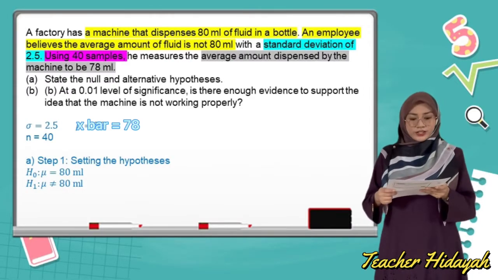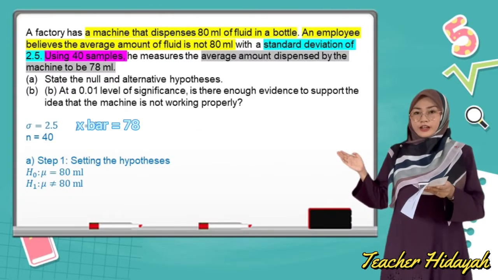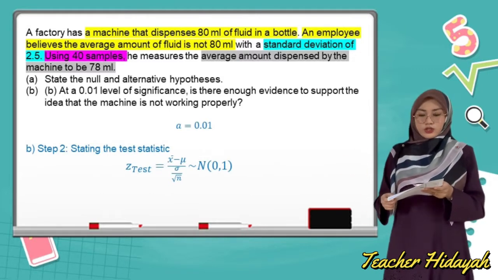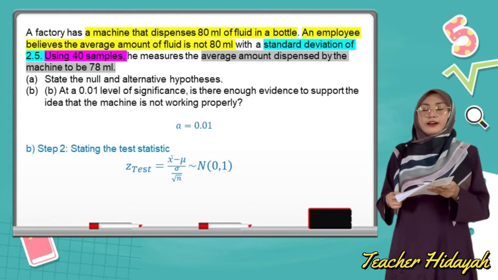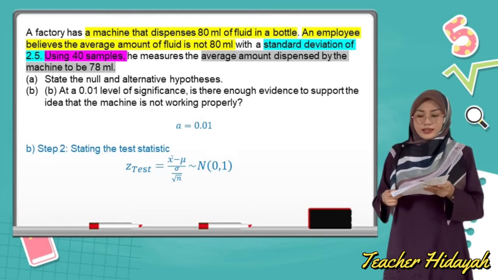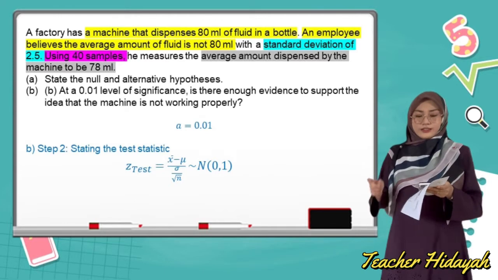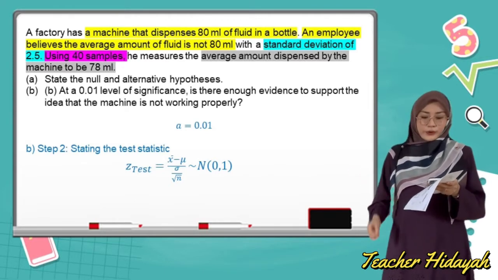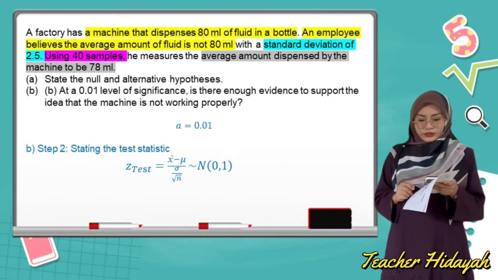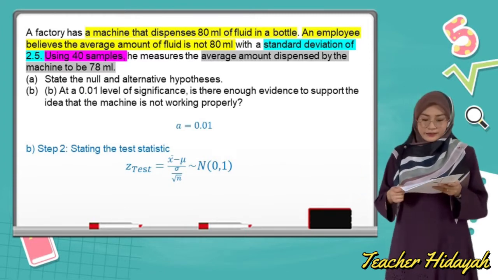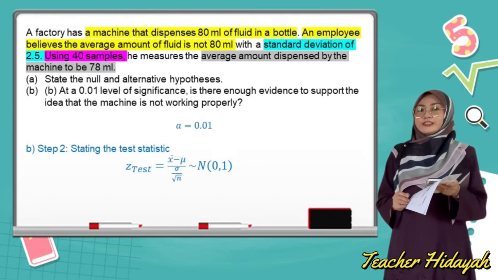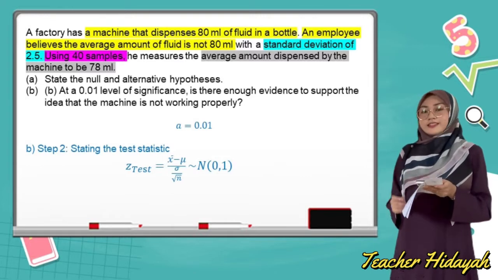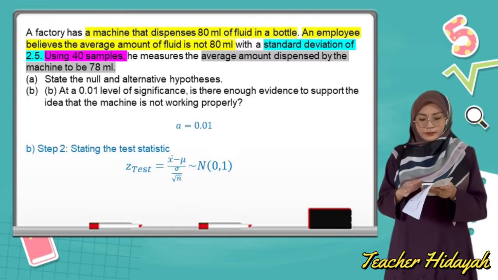Next, we proceed to question B. From the question, we are given the alpha value of 0.01. The question wants us to determine whether the hypothesis that the employee claims is true or not. Just now, we completed step 1, stating the hypothesis, right? So now, we can proceed to step 2, which is stating the test statistic. Since this question gave the standard deviation of the population, we are going to apply the z-test since the standard deviation is known.